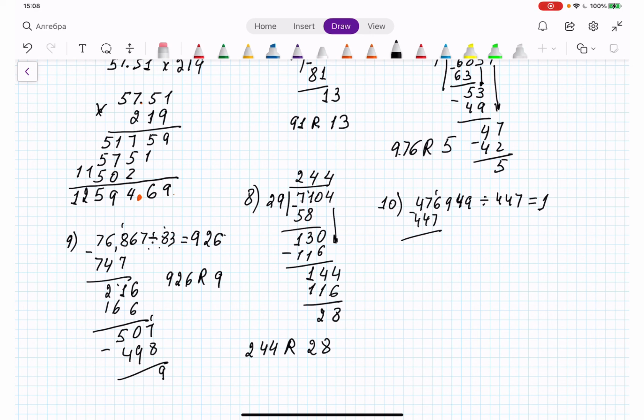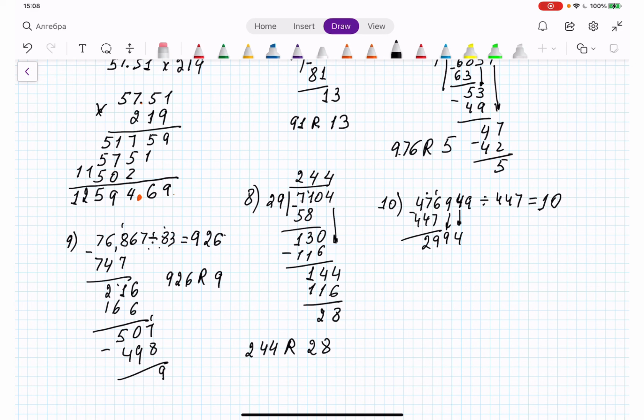Subtracting: 16 minus 7 is 9, 6 minus 4 is 2, bringing down 9. Since I brought already down 9, I always have to put some number, because 299 is not divisible. I put 0 because it's small enough. Bringing down 4. Okay, 2994, 2994. What am I doing?